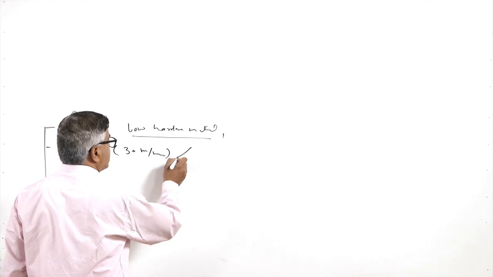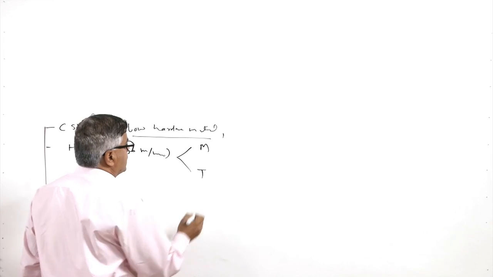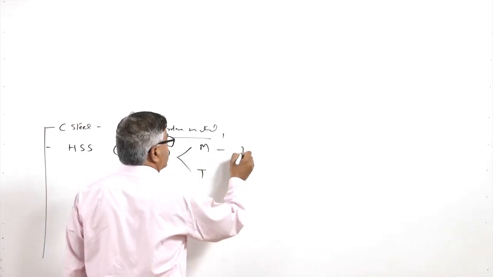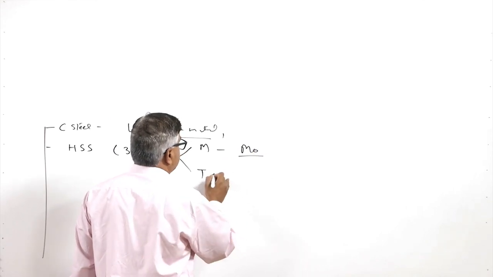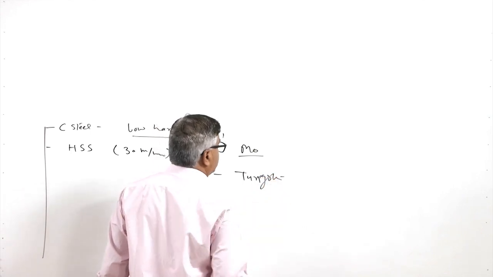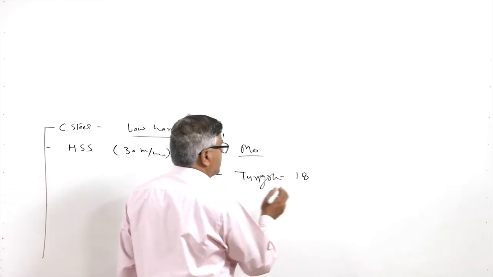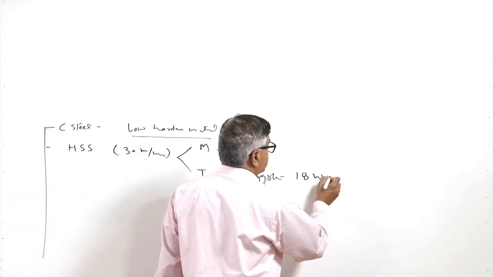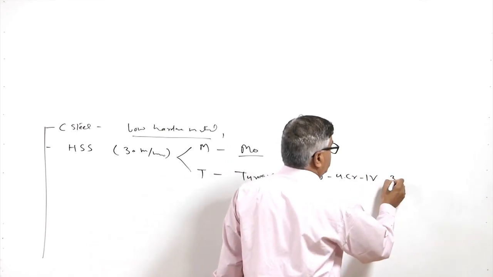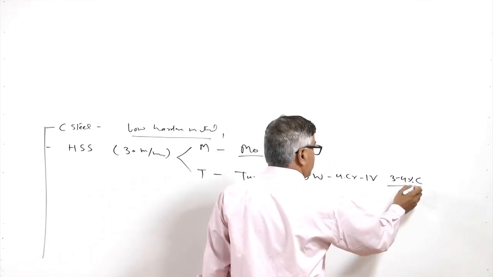And there are 2 variants in the high speed steel. One is the M series and another is the T series. The M series is the molybdenum based series, and the T series is the tungsten based series, wherein one of the most commonly used high speed steels of the T series is the 18% tungsten, 4% chromium, 1% vanadium and about 3 to 4% of the carbon.